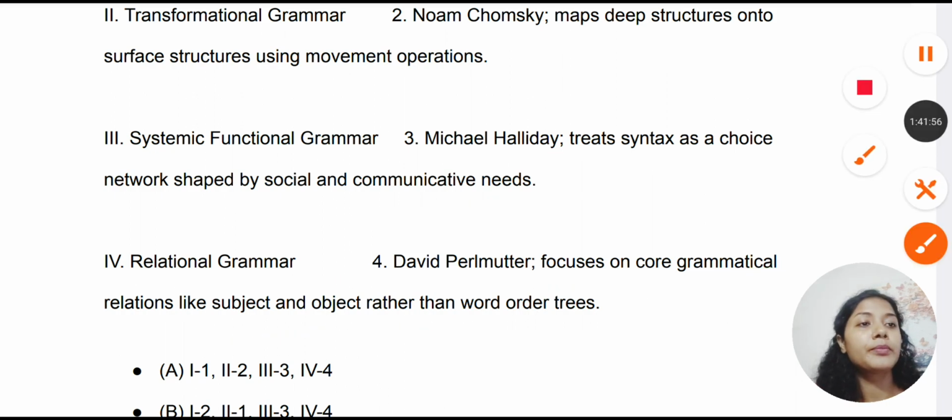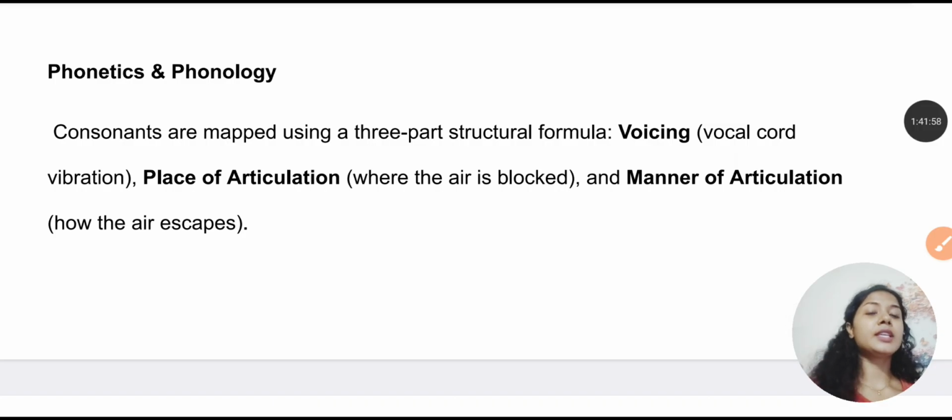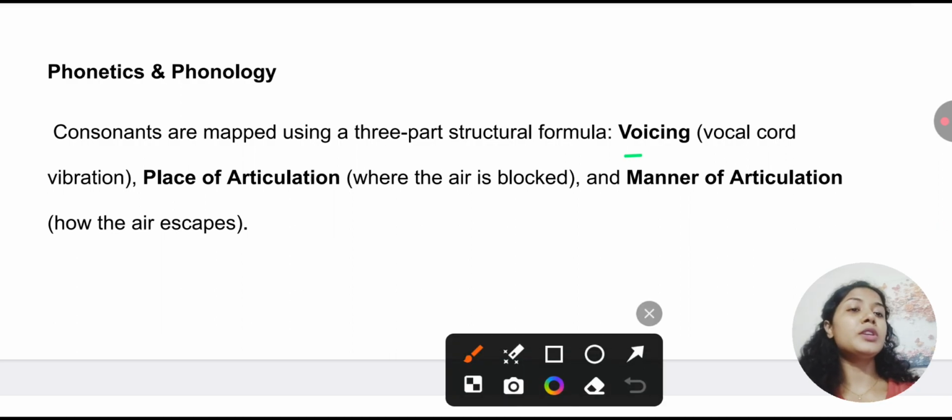Okay. Now, NTA is asking questions about phonetics, phonology, place of articulation, manner of articulation. Which I keep telling you again and again, revise. You must revise for the last moment. So, phonetics consonants are mapped using a three-part structural formula: voicing, that is the vocal cord vibration in a voice, place of articulation where the air is blocked, and manner of articulation, how the air escapes.